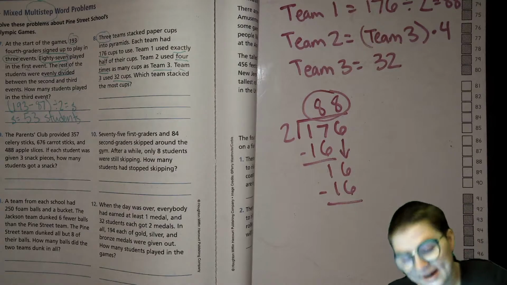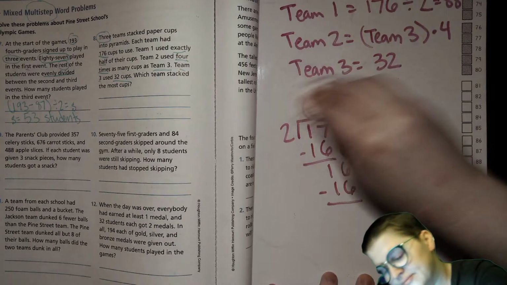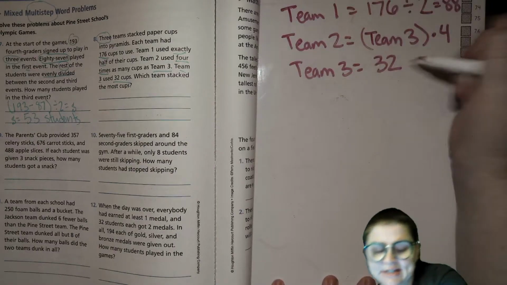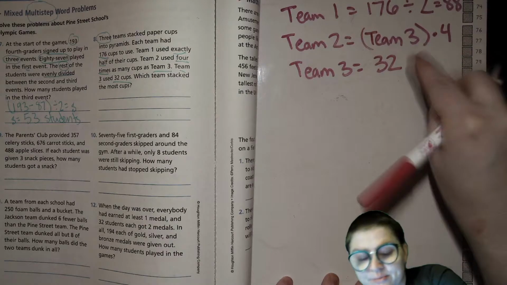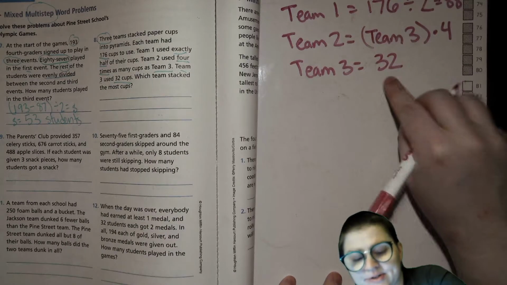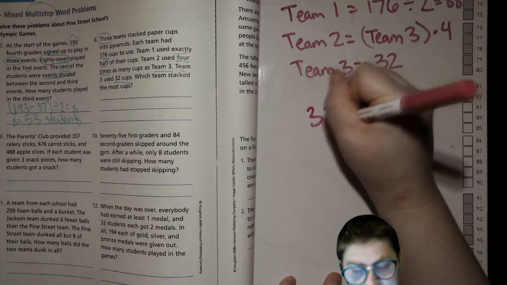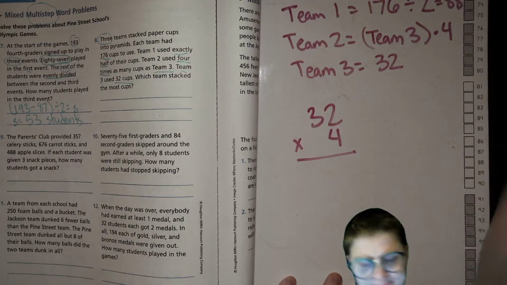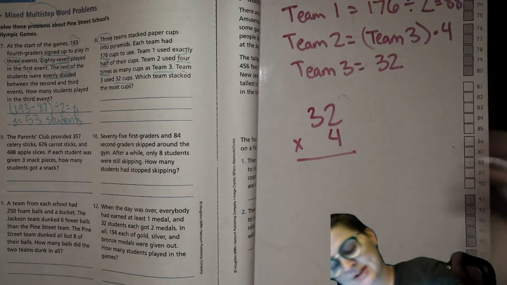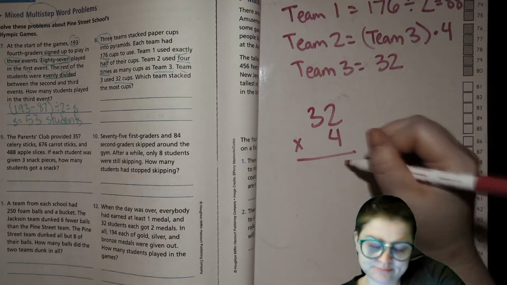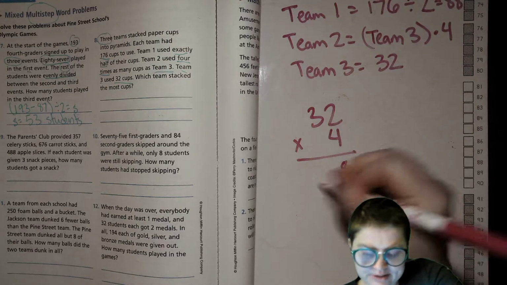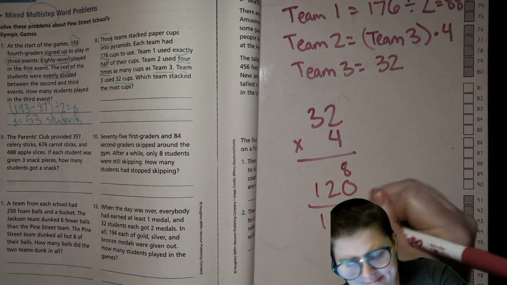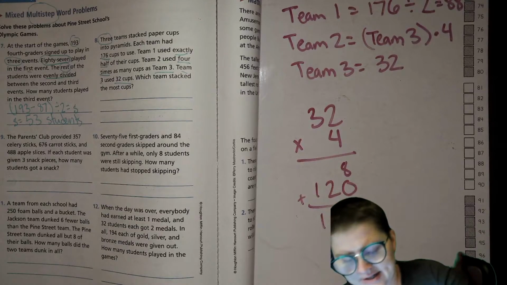Okay, now what we're going to do is we're going to take Team 2. So we know that they had Team 3's amount, which is 32, 4 times, so times 4. So 4 times 2 is 8. 4 times 30 is 120. Wow, good for them. So 128.